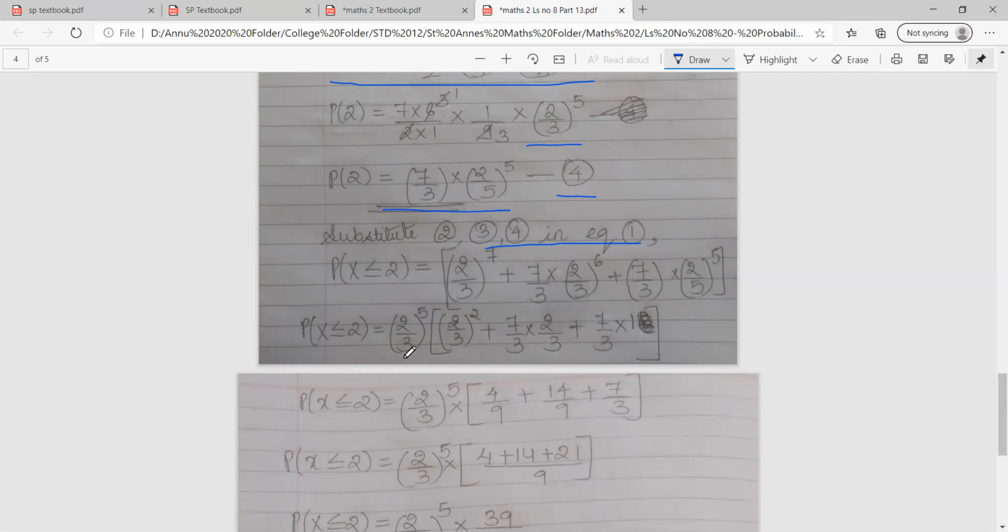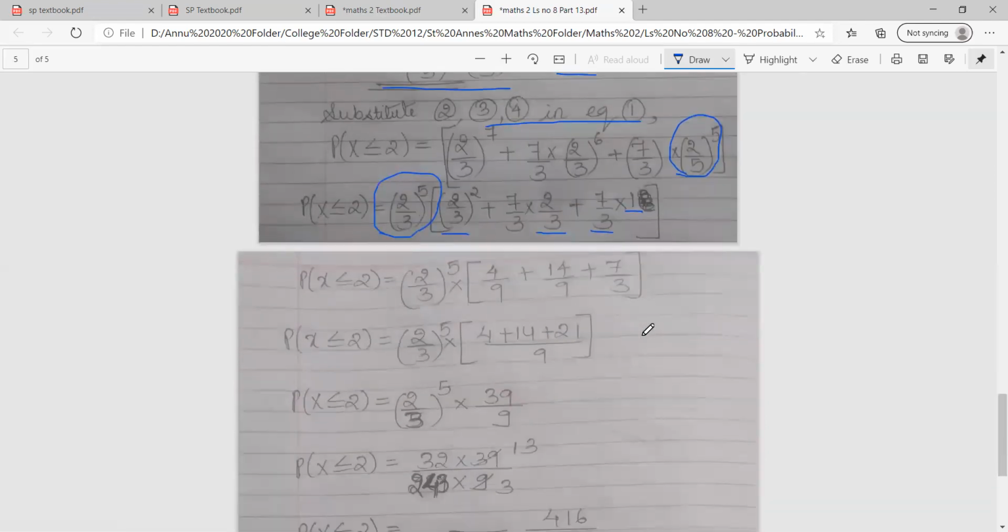Now, from all the terms, (2/3) the whole raised to 5 is common in all. So I'll take that outside. Out of 7, 5 has already come outside. So inside the bracket, 2 remains, (2/3) the whole square. Similarly, out of (2/3) raised to 6, (2/3) raised to 5 has come outside. So one (2/3) remains inside with 7 upon 3. Similarly, 7 upon 3 remains alone as the entire (2/3) raised to 5 has come outside. So I have written into 1.